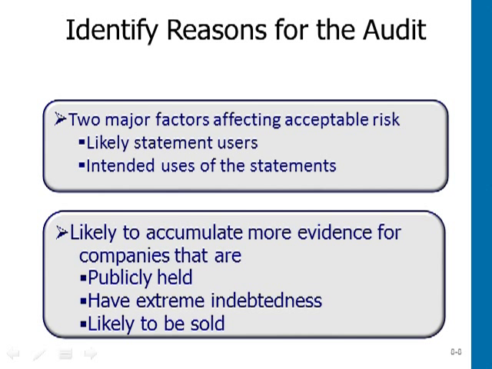And so when we move on in our planning phase to this identification of reasons for the audit, we are really looking at 2 factors, and that is who are the likely statement users and what are the intended uses of the statements. And so this will help us tremendously in establishing the scope and in planning out the audit. For instance, we're likely to accumulate more evidence for companies that are publicly held, that may have extreme indebtedness, or that are likely to be sold, simply because we can infer from those situations that a lot of importance is going to be placed on the financial statements, subjecting us as their auditors to a significant level of legal liability.